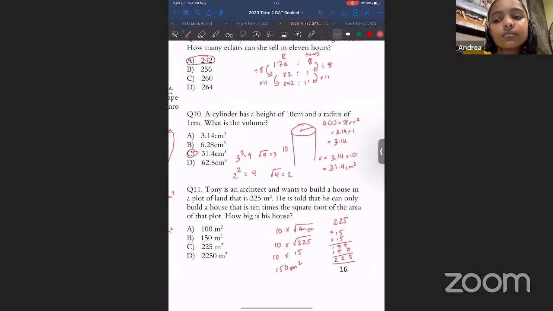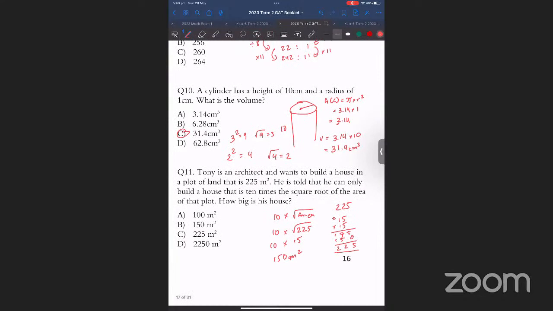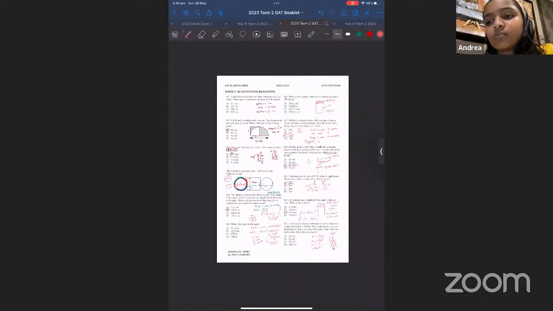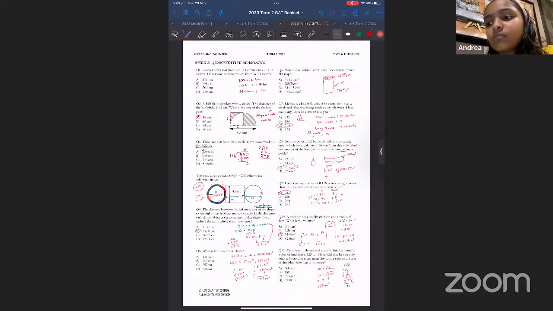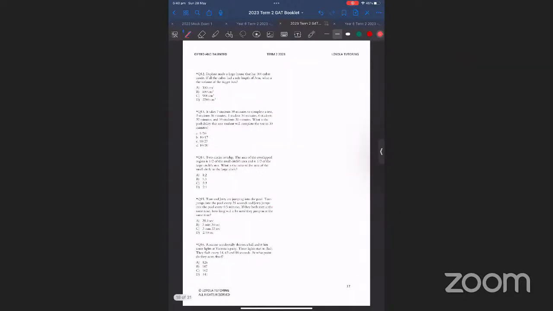Okay. Could you guys take a screenshot of this? Because I need to go to the next page. If anyone still hasn't written this down, take a screenshot because I will need to go to the next page. Wait, can you zoom out? One time. All right, I'm moving on.